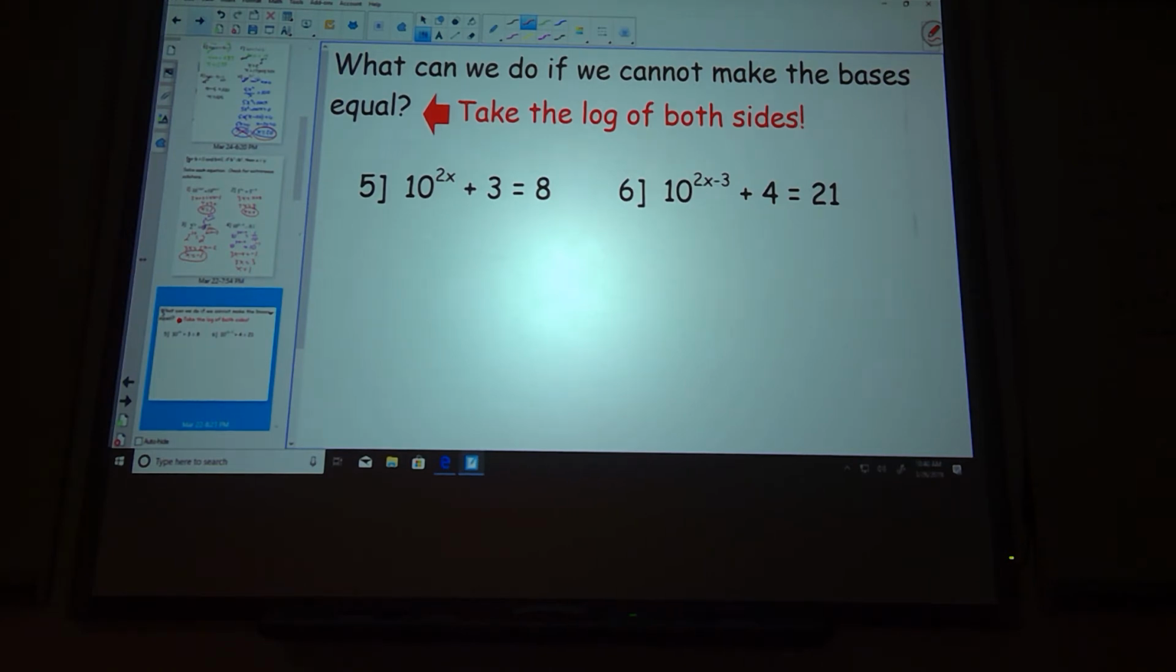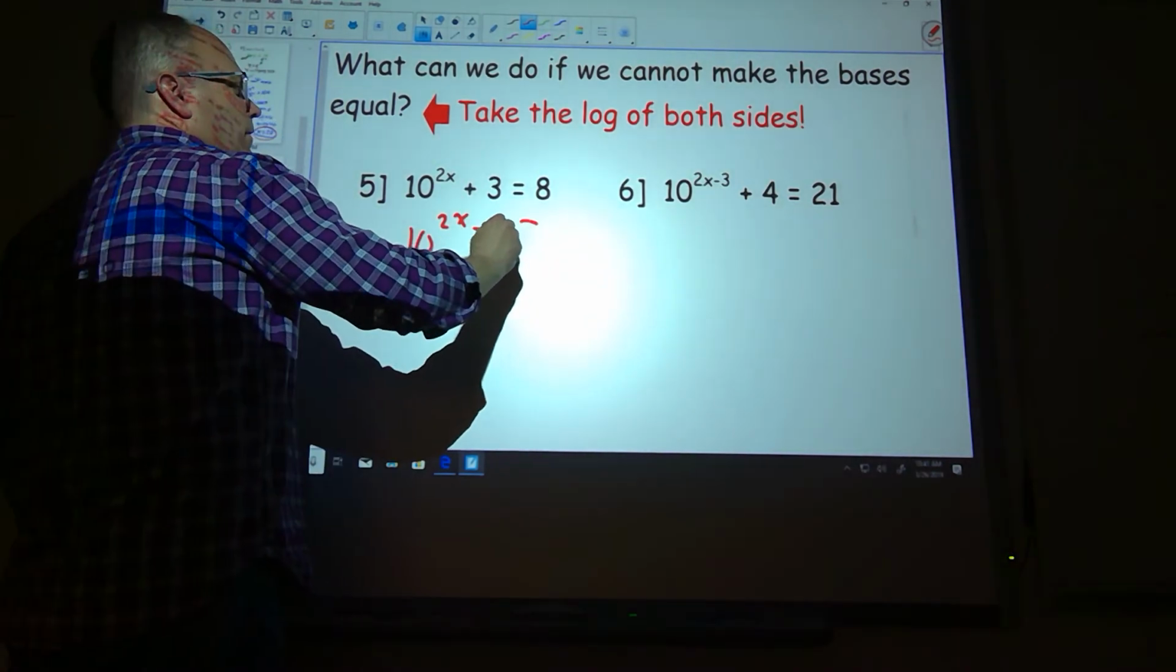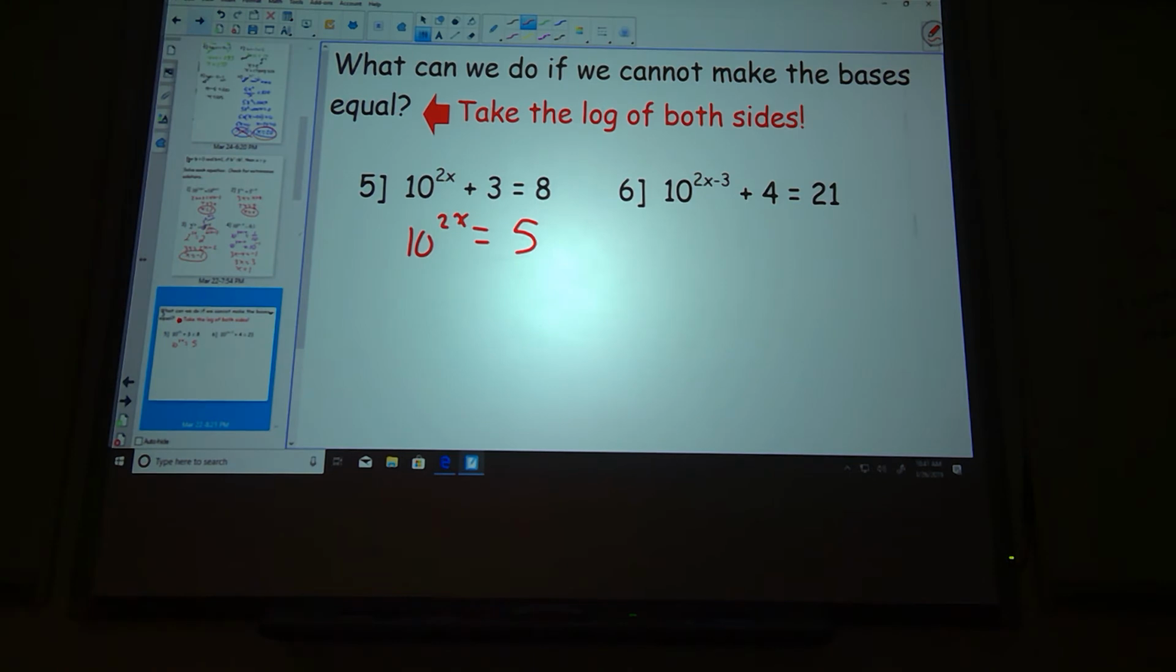So this one, we have to use a little bit of algebra. Well, it's all algebra, actually. But your first move would maybe be this. 10 to the 2x is equal to 5. What did I do? Just subtracted 3. What brings exponents down front?